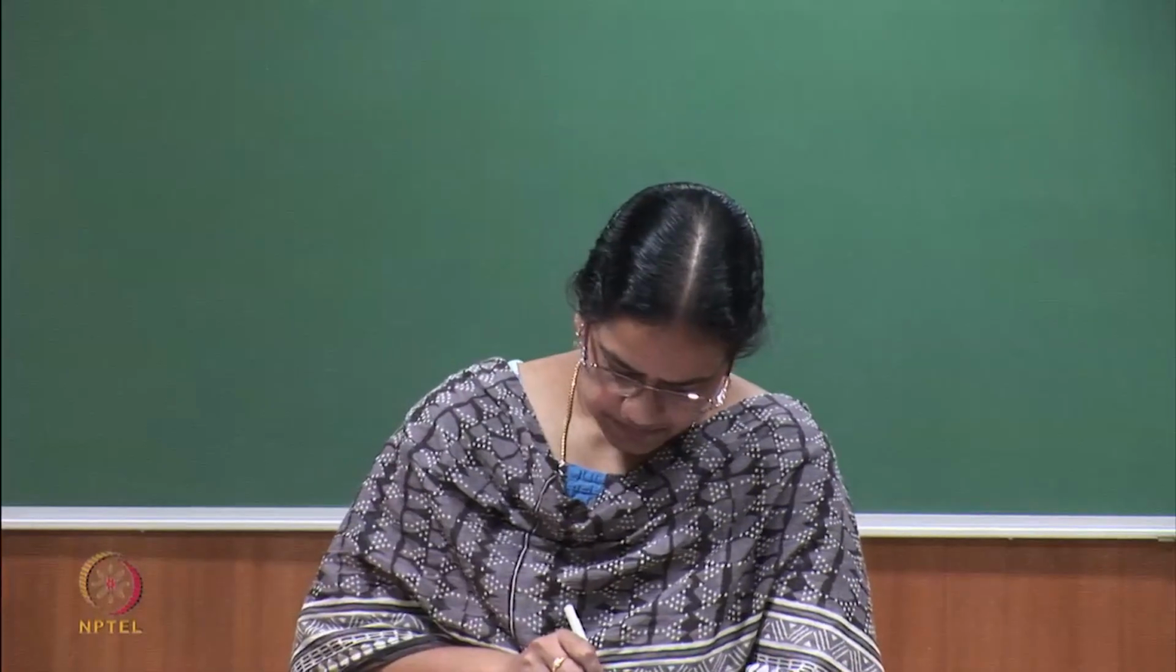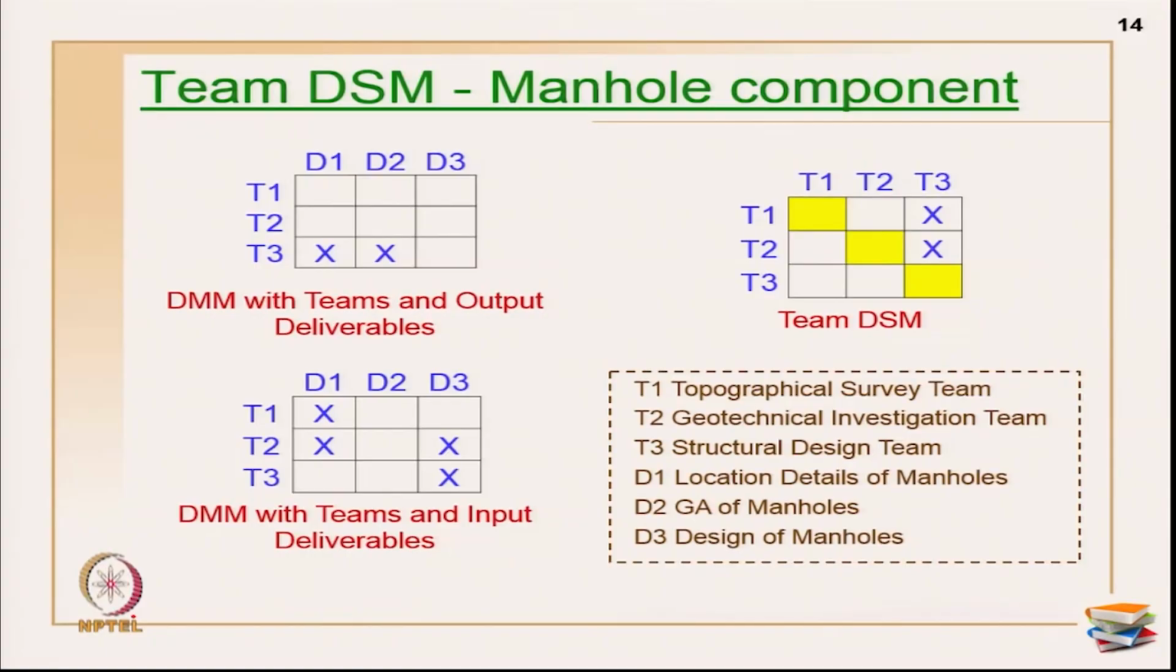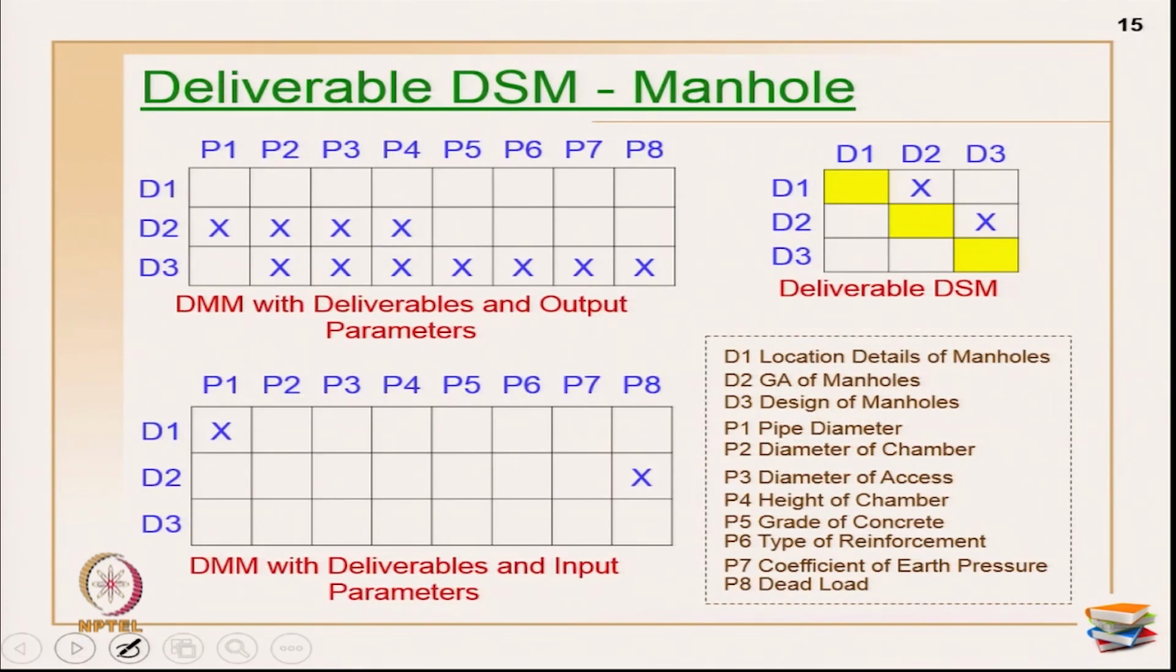And the other problem that happened here is, I have used a small example, so many of the relationships got missed out. When you are really building up a complete design example, all relationships can easily be identified and shown. But the purpose of this example is only to show how to form a component team DSM for the manhole component. Same manhole component, how to form a deliverable DSM.